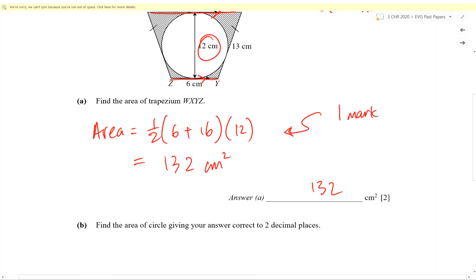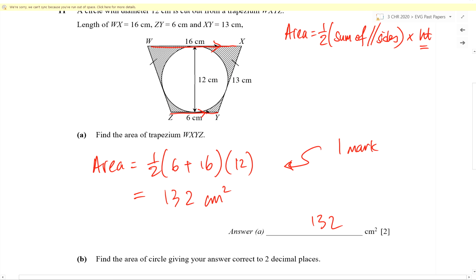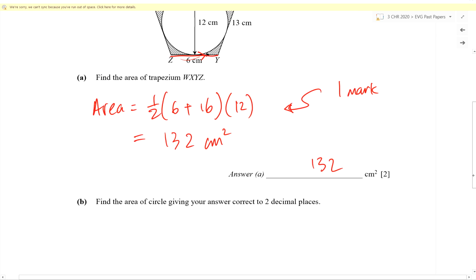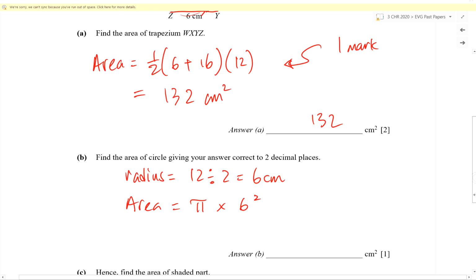Find the area of the circle to 2 decimal places. So it's a similar question. We've got a diameter of 12 cm, so the radius will be 6 cm. Radius equals 12 divided by 2, which is 6 cm. Area, pi times 6 squared, pi r squared.